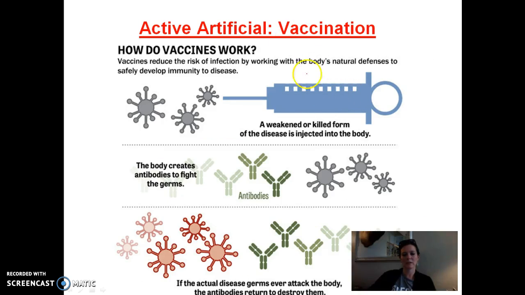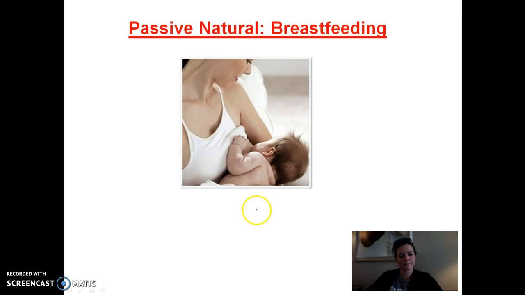Here's another figure that just shows these weakened or dead antigens or pathogens that are included in the vaccine. Our body creates the actual antibodies against it and the memory cells so that when we get exposed to it naturally, we never even know that it's happened.